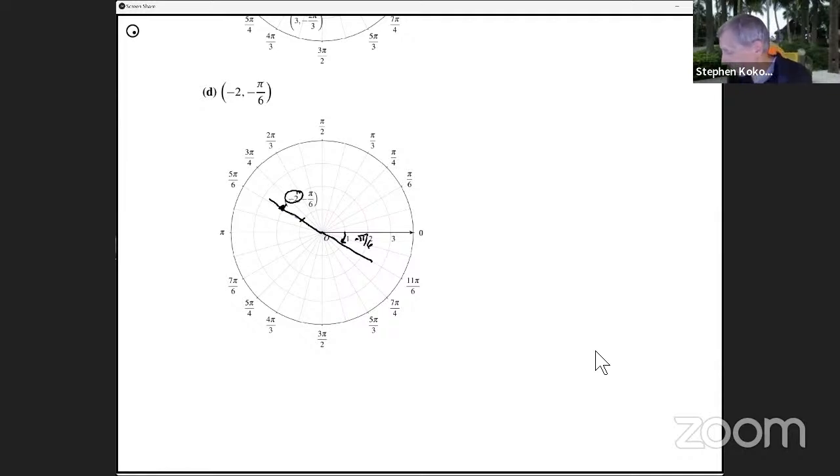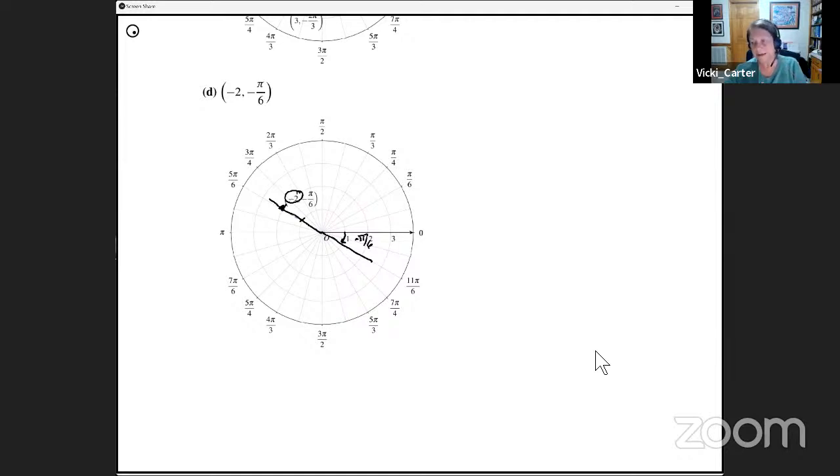Kind of cool. So Steve, before you leave that one, note that this is actually the same point as the first point that we graphed. And so these ordered pairs are not unique. And that's something very important for our students to know about polar coordinates. So there are infinitely many ways we could actually give coordinates for that point.